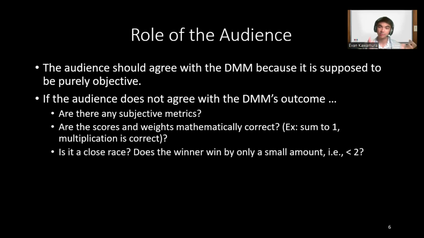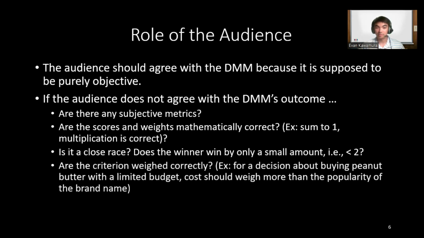Another reason is, is it a close race? We're going to look at this a little bit more closely in an example a little bit later. But in my opinion, a clear winner means you have a score difference greater than 2. So if your winner is winning by only 1.9 or 1 or 0.5, it's less than 2, it's a close race. So if you just change a little bit of the weights, then maybe another option's going to win. So in that case, it's not convincing to the audience. Like, yes, we agree that we like the outcome of your DMM.